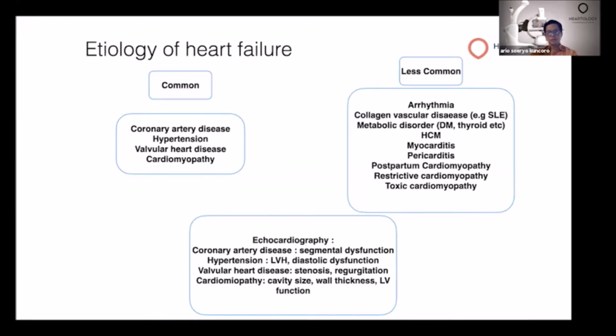Less common causes worth mentioning are arrhythmias, which other speakers will probably talk about more, collagen vascular disease like SLE, metabolic disorders like diabetes mellitus and thyroid heart disease, and also myocarditis, pericarditis, and any form of inflammatory disease of the myocardium. And other specific causes, such as postpartum cardiomyopathy, a more specific form of cardiomyopathy which occurs only after pregnancy.